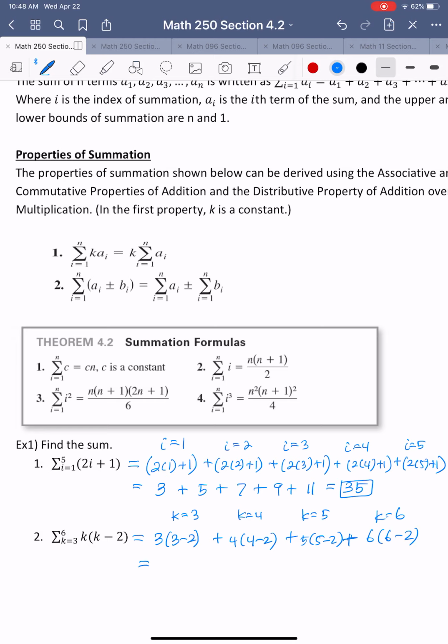Simplify. 3 times 1 is 3. 4 times 2 is 8. 5 times 3 is 15. And 6 times 4 is 24. So when you do this, it becomes 50. All right, so that's how you find the sum.